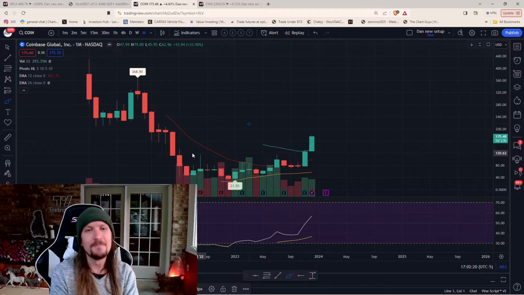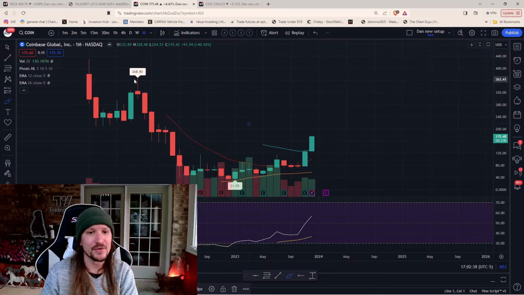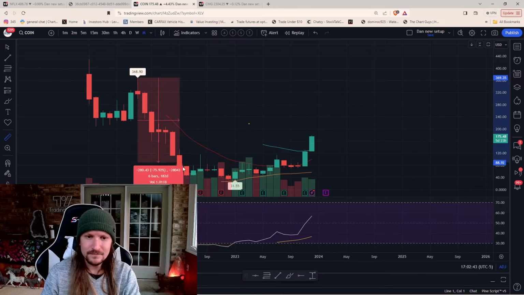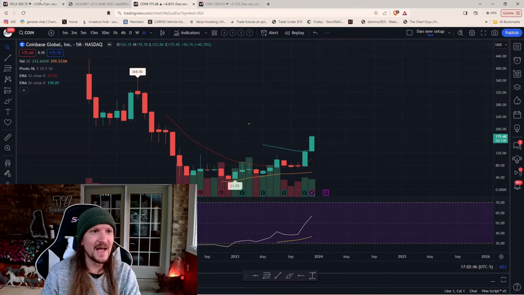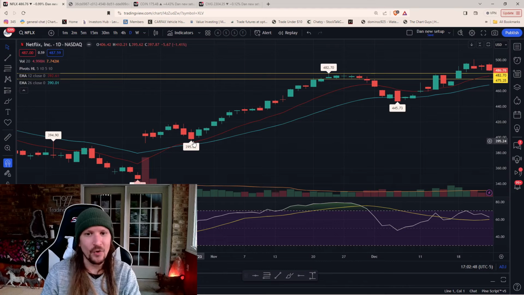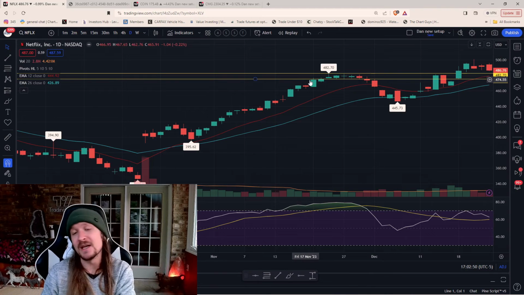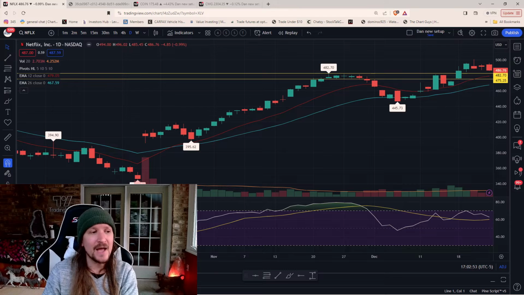The keys are ideally an extremely extended trend, and then you look for the sideways type of action. And obviously, it doesn't happen every time, so you have to protect if the trend keeps going, but look for extremes. These are both some extreme examples, with Coin dropping 86% before this base started forming. And again, Netflix, before that top started forming, it was a higher low every single day for a significant period of time.